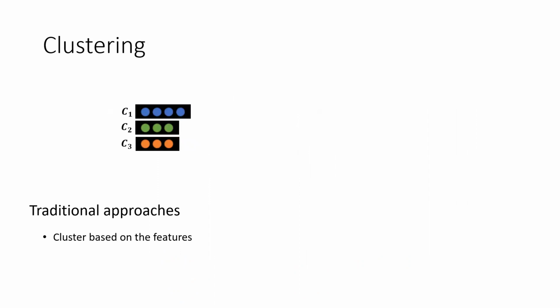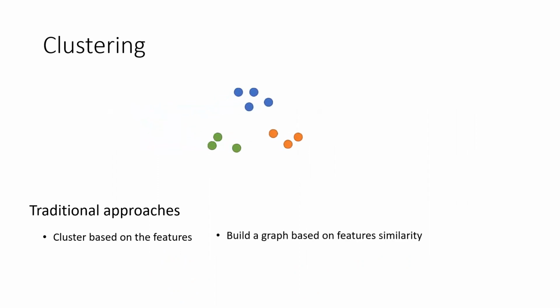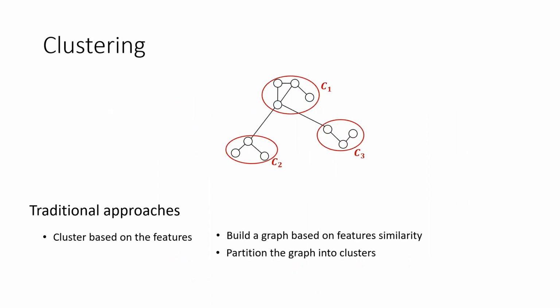Traditional clustering approaches mainly follow two strategies. The first is to cluster samples by looking at their features. The second is to first build a graph whose topology represents the similarity between the features. Then we partition the graph into groups of strongly connected components, which represent the clusters. Note that in this case, the graph is built from the features of its nodes.